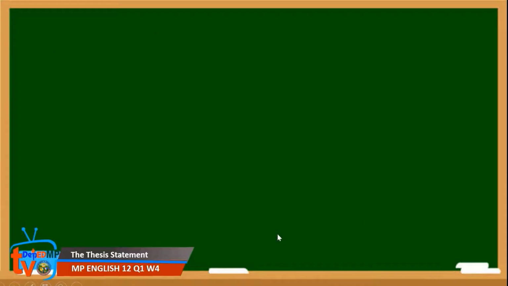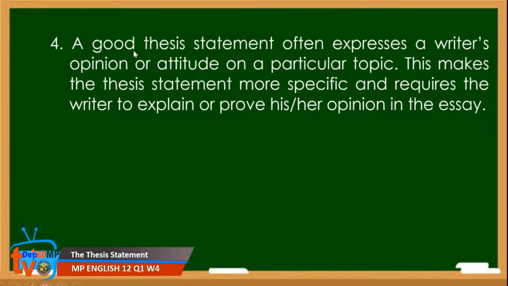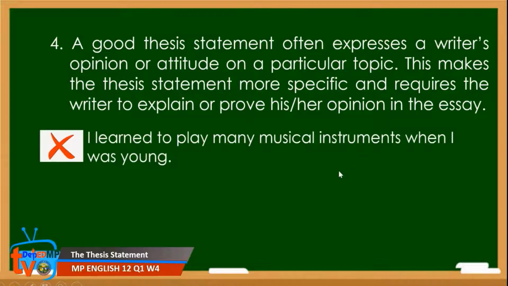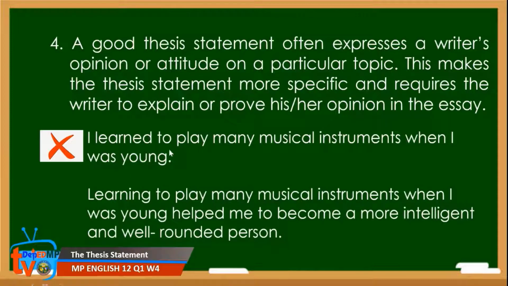The fourth feature of a thesis statement is, it often expresses a writer's opinion or attitude on a particular topic. With this feature, the thesis statement becomes more specific and it requires a writer to explain or prove his or her opinion in the essay. This example is not a good thesis statement because it is only expressing a fact. It doesn't give the writer's opinion or attitude on playing musical instruments. This thesis statement doesn't give the writer very much to explain or prove in his or her essay.